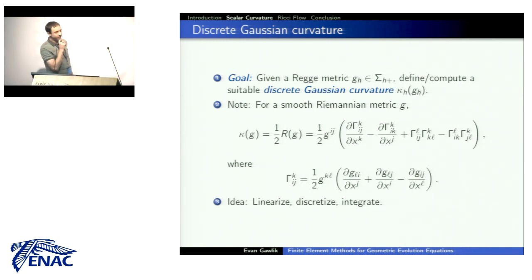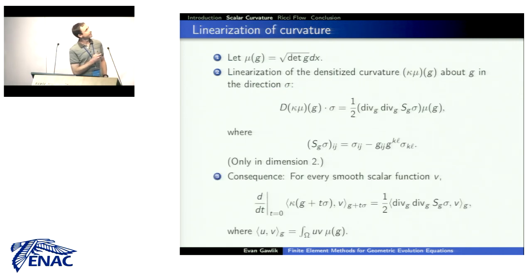Clearly, I cannot do that by just computing two derivatives of G. So the true Gaussian curvature is defined by an expression of this form, which involves second derivatives of the metric tensor G. Clearly, I cannot apply this to GH because GH has very low regularity. So instead of appealing to a formula like this, what I'm going to do is something very different. I'm going to take this expression for kappa, I'm going to linearize it around a fixed metric G. I'll discretize the linearization, and then I'll integrate the result. And I claim that if I do this, then I can get a nice notion of a discrete Gaussian curvature for GH. So that's how it's going to work.